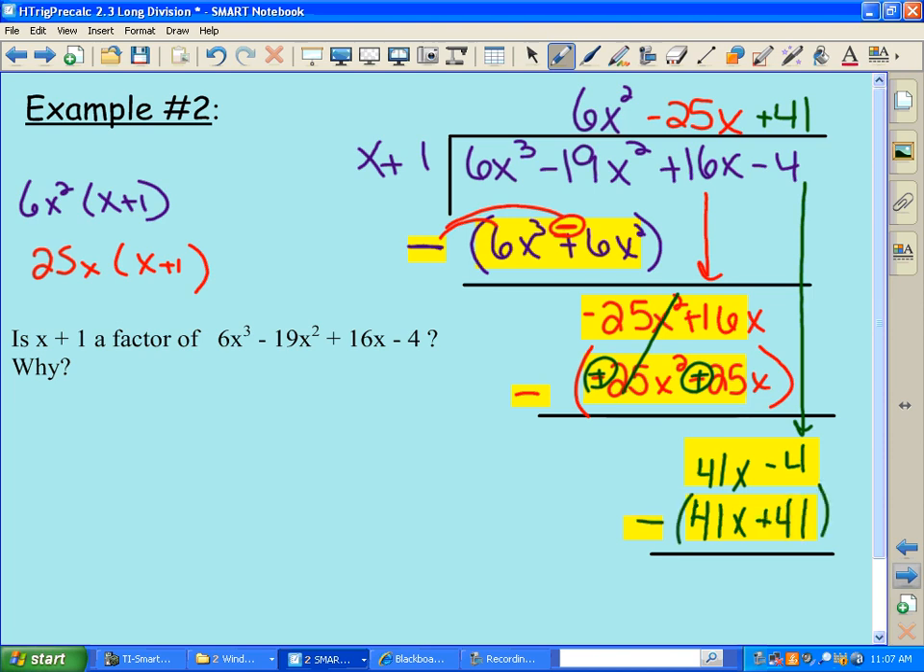Autumn, what did you have as your remainder? Negative 45. Awesome. So, Autumn, if I have a remainder of negative 45, was x plus 1 a factor? If there is a remainder, it's not a factor.